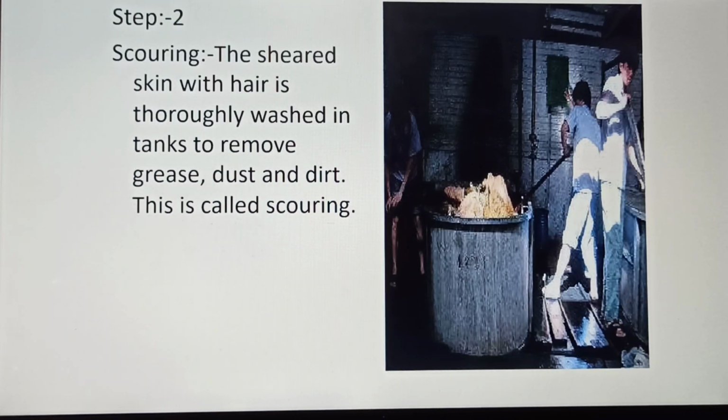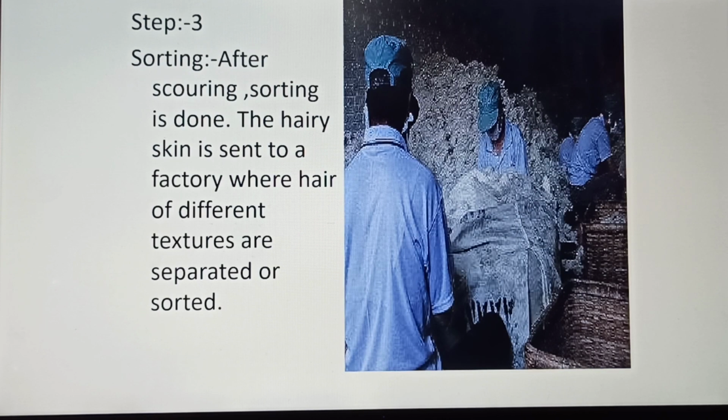In second step, scouring, the sheared skin with hair is thoroughly washed in tanks to remove grease, dust, and dirt. This is called scouring. In the third step, after scouring, the hairy skin is sent to a factory where the hair of different textures are separated or sorted. This step is called sorting.